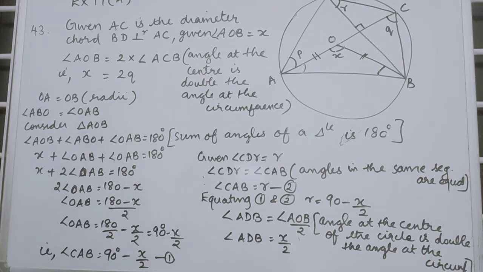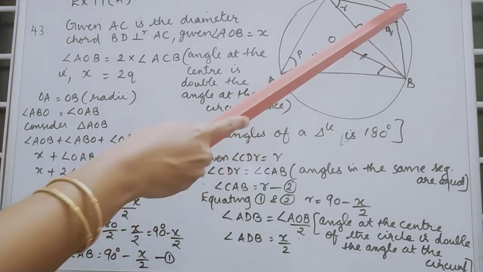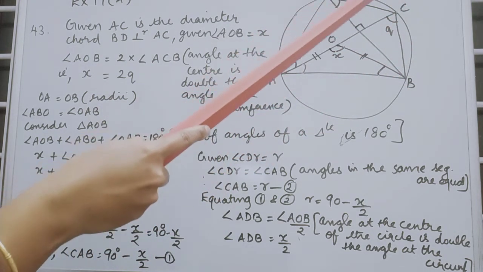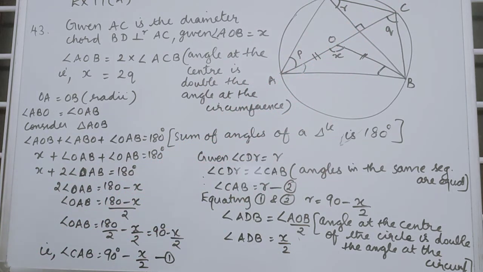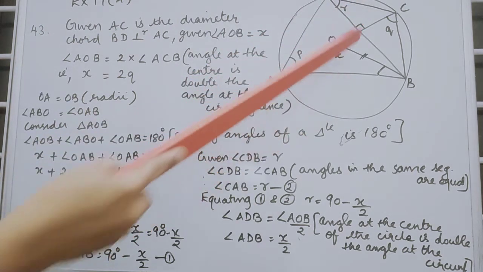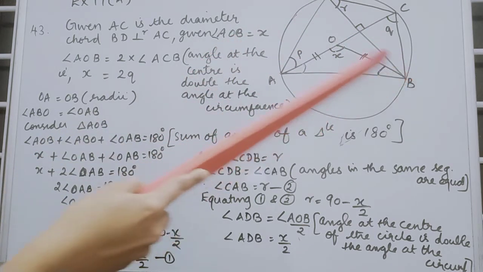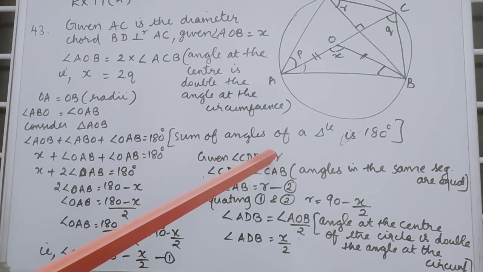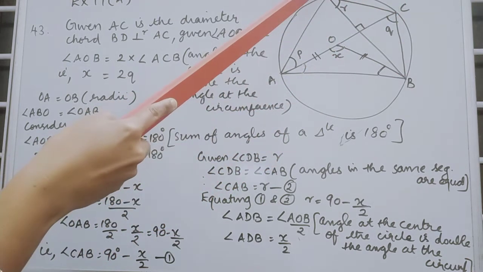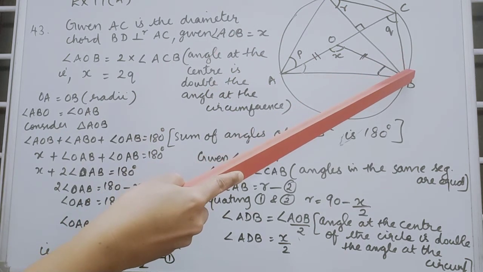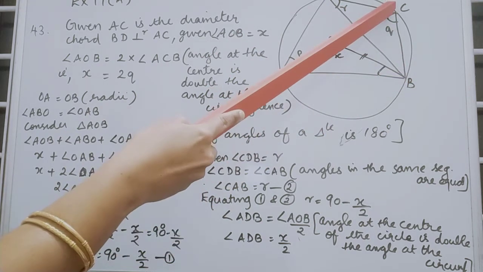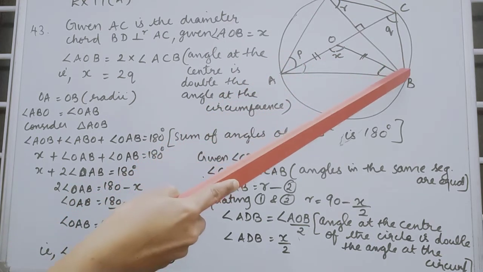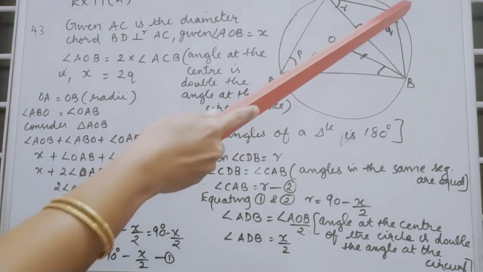Given angle CDB is equal to R. Angle CDB will be equal to angle CAB. These two angles will be equal because CB is the segment.